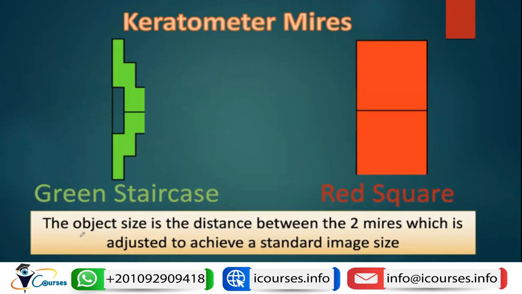Here is the critical point: the object size is the distance between the two mires, which is adjusted to achieve a standard image size. So when we are controlling the knob, we are not changing the size of these mires, but the distance between them. In this condition, this will be the object. The object is to change the distance between the keratometric mires in order to reach the standard image size. When they are both well aligned, this will be the standard image size.